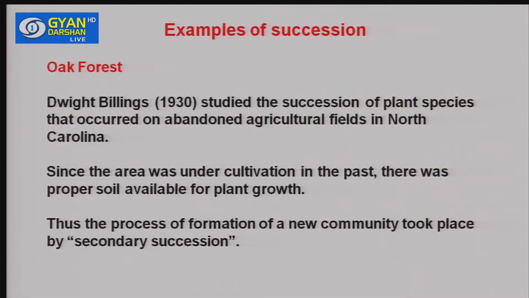Now, there are certain examples. If you go through your block or unit, you will find that they have given certain examples of succession, like oak forest. Like here, Dwight Billings in 1930 studied the succession of plant species in the agricultural fields in North Carolina. Since the area was under cultivation, there was proper soil available. So initially there was a particular kind of congenial environment. And so the community formation that occurred with regard to oak forest formation, we call it a secondary succession, not primary succession.